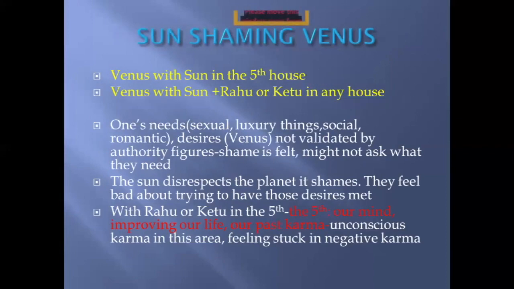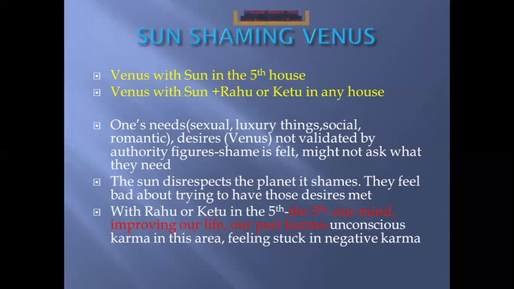Then we've got Sun shaming Venus. And this happens when Venus is with the Sun in the 5th house, or when Venus is with the Sun and Rahu or Ketu in any house. So what happens when the Sun is shaming Venus?